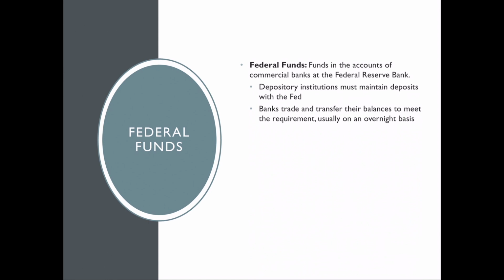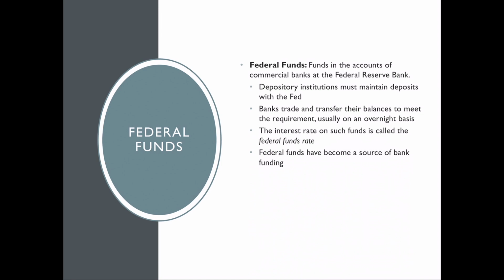So, for example, let's say one bank has an excess of reserves, whereas another bank has a shortage. So what they'll do is they'll trade and transfer this excess reserve to meet this federal funds requirement. And the interest rate on these transactions is called the federal funds rate. Now, federal funds have become a source of bank funding. Hence, the federal funds rate is the short-term borrowing rate among financial institutions in the U.S.